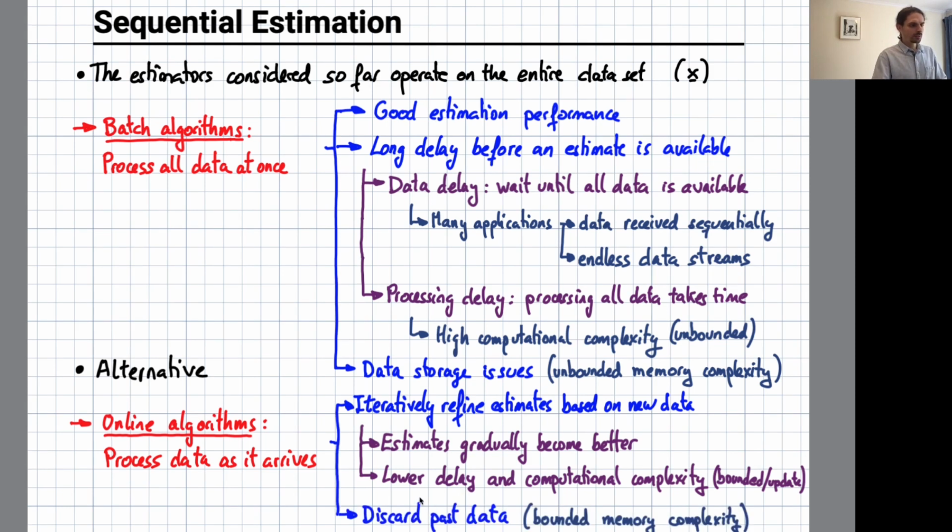And a purely online algorithm will also discard past data, so we don't have to store the previous data. At each time step we just compute an estimate and perhaps some summary of the data, and then that is what we use in the next step together with the newly received data.